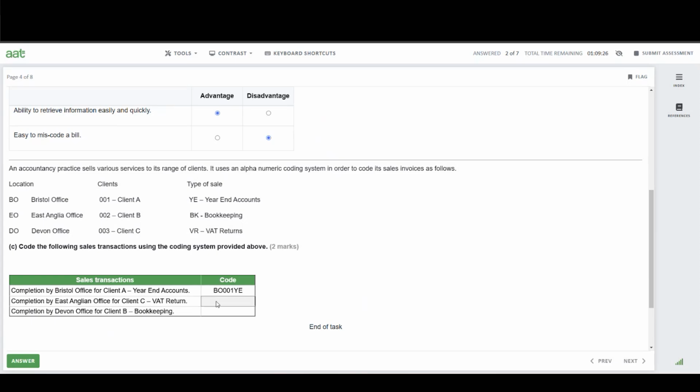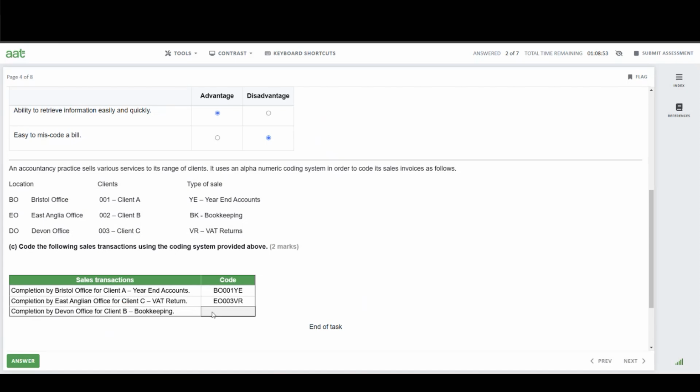So completion by East Anglian office. So that's an EO code. Be careful. I really wanted to put EA there, for East Anglian. It's not, it's EO. You'll notice all of those location codes are BO, EO, DO: Bristol office, East Anglia office. Just be careful. So it's for client C, so it's 003. And it's for preparing the VAT return, so VR.